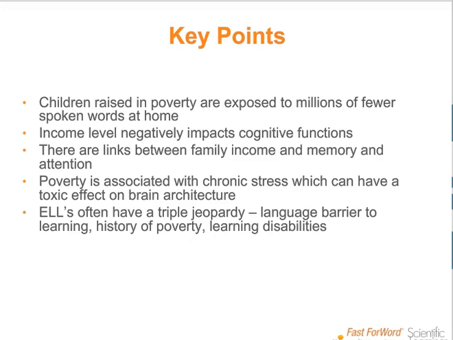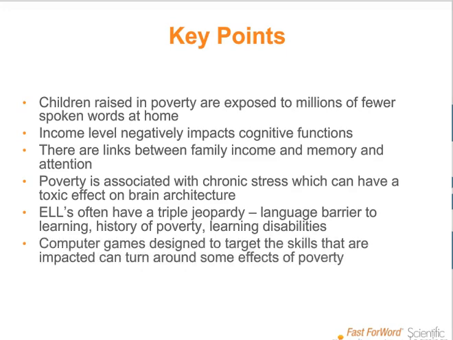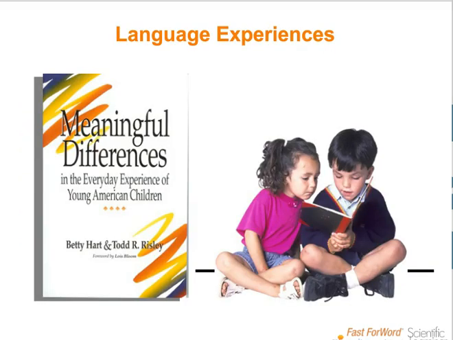And then we'll talk about how many children who are English language learners have a double jeopardy or even triple jeopardy. They do have high poverty rates oftentimes, as well as learning the second language in school. And then finally, we're going to talk about the use of computer-based activities, neuroscience computer games, that target the skills impacted by poverty in ways that teachers can't in the classroom, so you can augment what the teacher does.